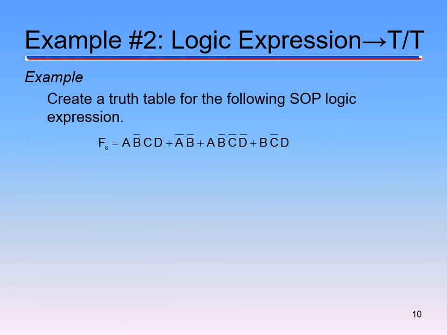Let's try one on your own. I give you this expression here. We have F8. That's the output. So that happens when we have A, B bar, C, D, or A bar, B bar, or A, B bar, C bar, D bar, or B, C bar, D. Where do you have to be careful on this one? The second minterm, we don't care if C and D are 0s or 1s. And that last minterm, we don't care if A is a 0 or 1.